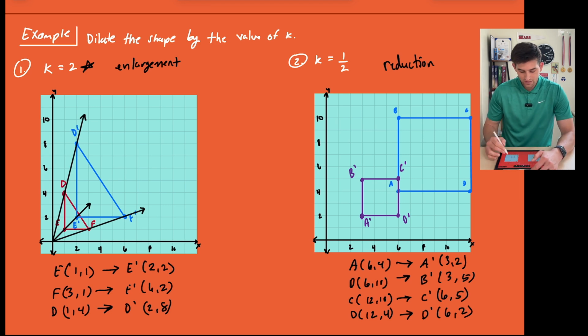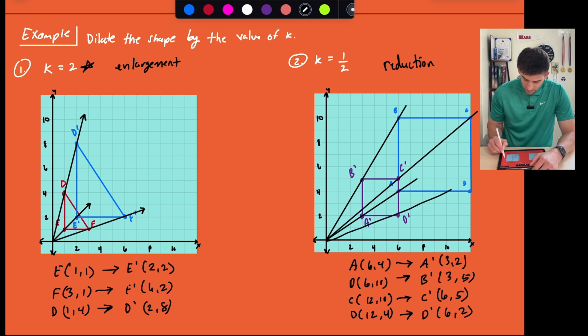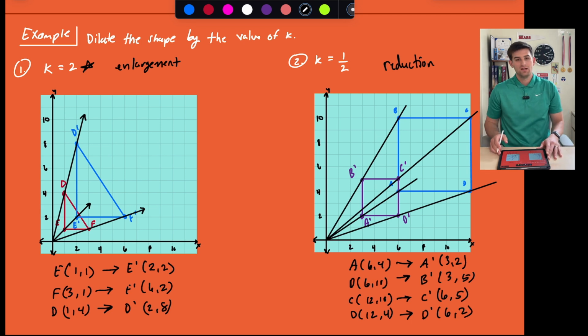Okay, so now let's draw those rays again just to make sure our points line up. So let's go through A and A prime. Right there, very good. And then we got B and B prime. Very good. C and C prime. Right there. And then D and D prime. Right there. Very good. Okay. All right. So that's a little bit about dilations and how you can dilate a shape.